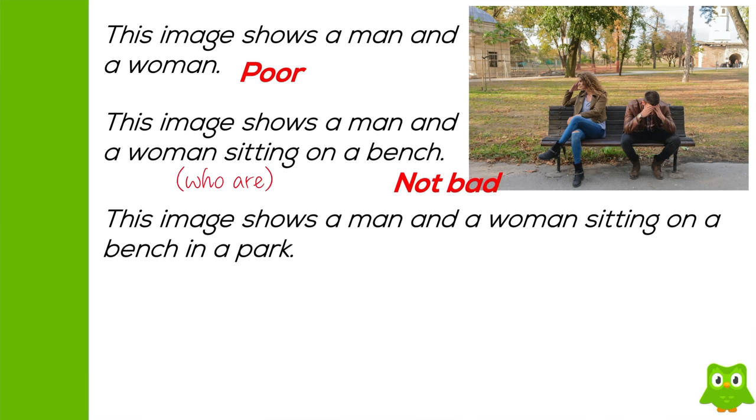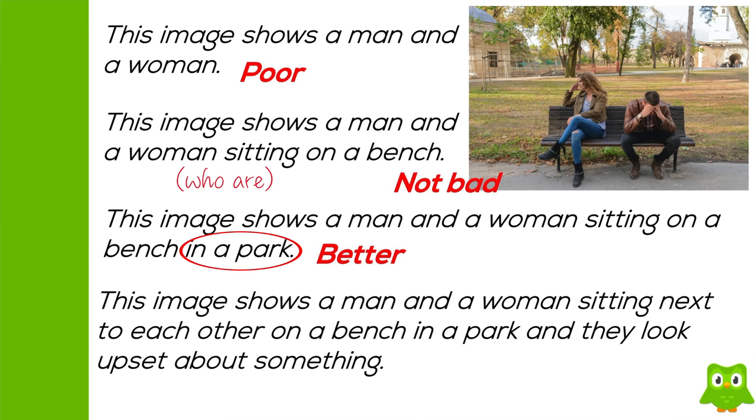Okay, so the next sentence has a little bit more information. This image shows a man and a woman sitting on a bench in a park. This again is a little bit better because it includes more information. It includes the location where the man and woman are. They are in a park. However, I still think you can do better than this. So take a look at my last example.